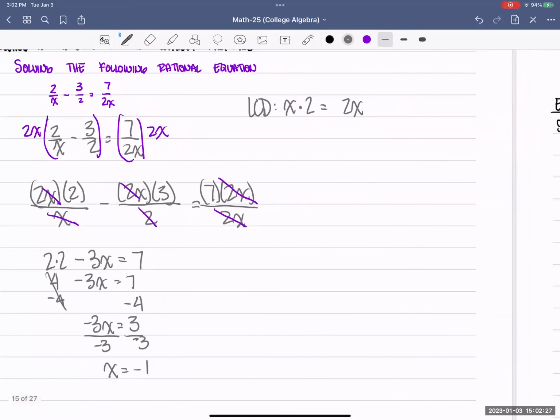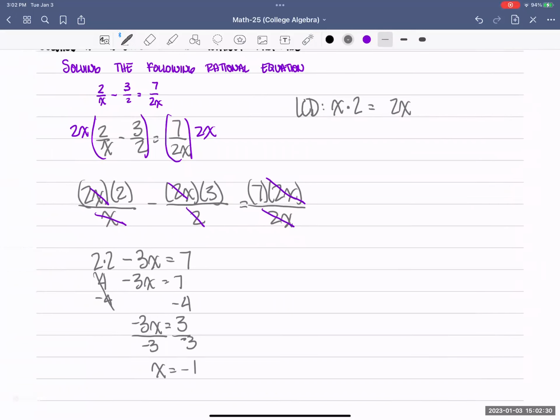Last thing, to keep us in that same habit, we could check to see if it's correct. Two over x minus 3 over 2 is equal to 7 over 2x. Everywhere we see an x, we're going to put in a negative 1. So we have 2 over negative 1 minus 3 over 2 is equal to 7 over 2 times negative 1. On the left side, I see we're going to have to rationalize those fractions.